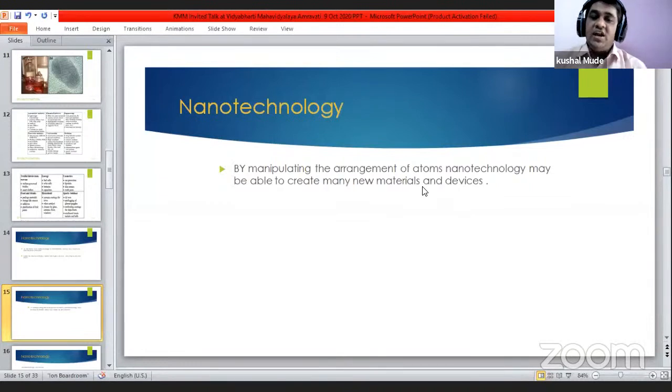See, research is there at all colleges, universities, National Science Laboratory, Indian Institute of Science, CSIR laboratories.